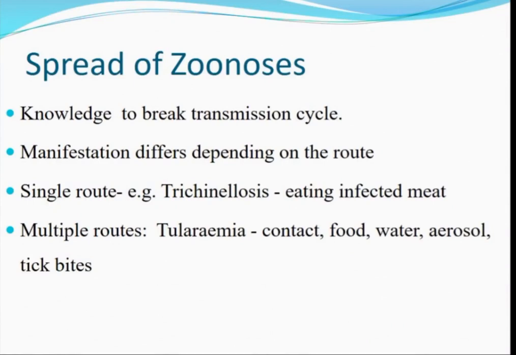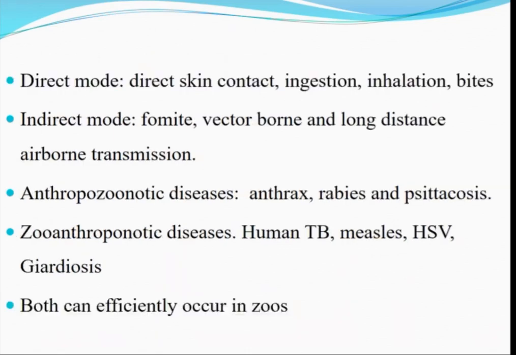And the disease can be directly transmitted, as in skin contact, ingestion, or inhalation, or it can be indirectly transmitted through a fomite or a vector, or even long distance aerial transmission can happen. Now disease can be anthropozoonotic, that means transmitted from animal to humans, or zooanthroponotic, that is, transmitted from human to animal. So in a zoo, it is very important to understand that anthropozoonosis and zooanthroponosis can equally and efficiently be transmitted.